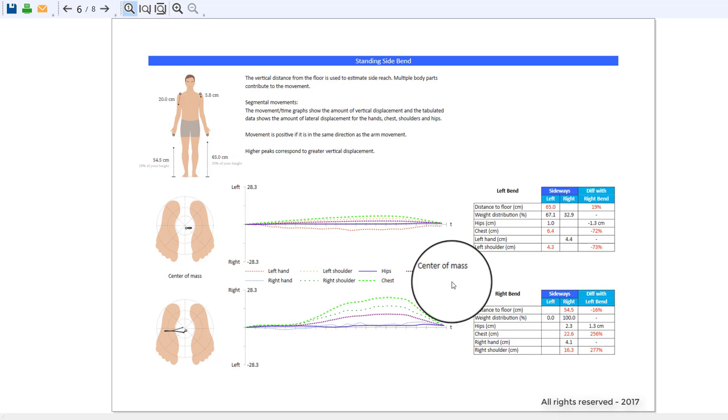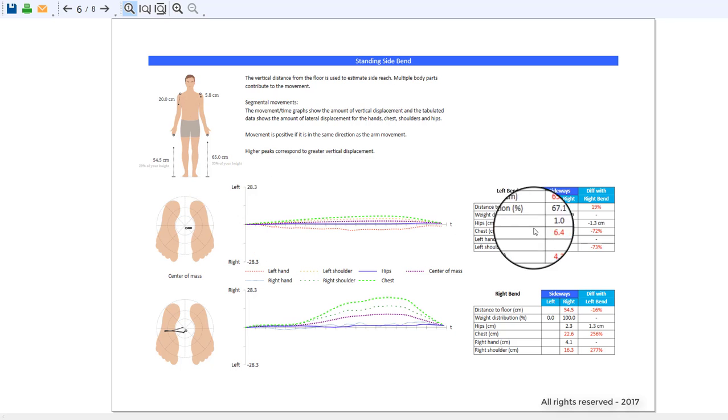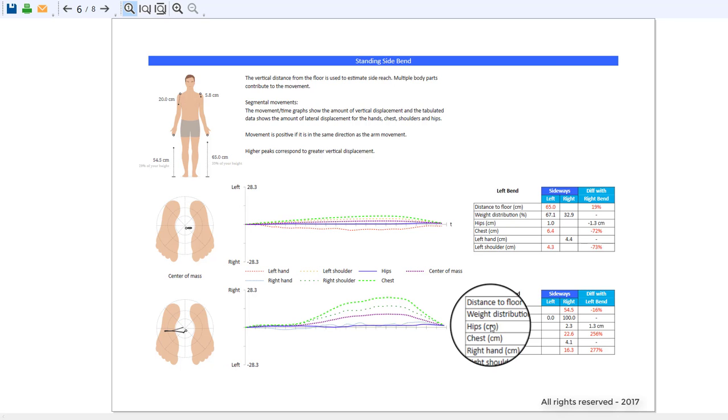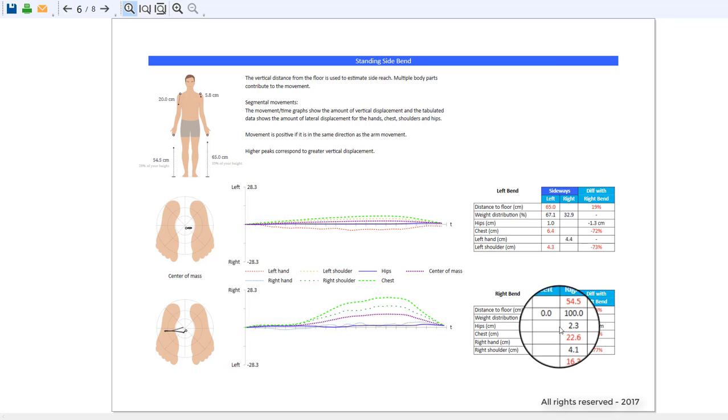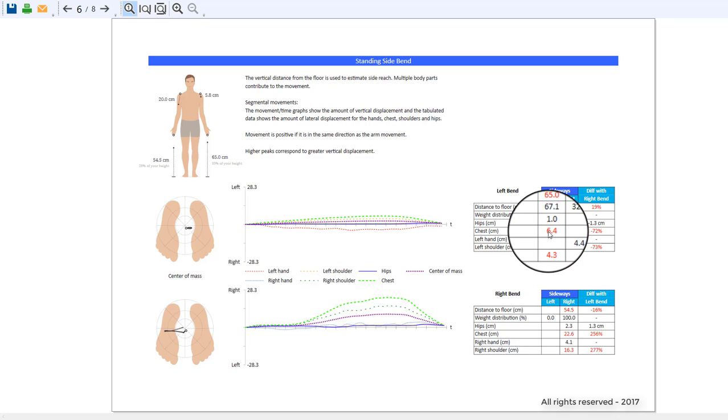So the hips moving to the left also move to the left 1 centimeter. That's to try and facilitate the range of motion. And as it appears with this person, when they bend to the right, they also bend their hips to the right. Much more chest movement, 22 centimeters. To the left, very little movement, 6 centimeters.